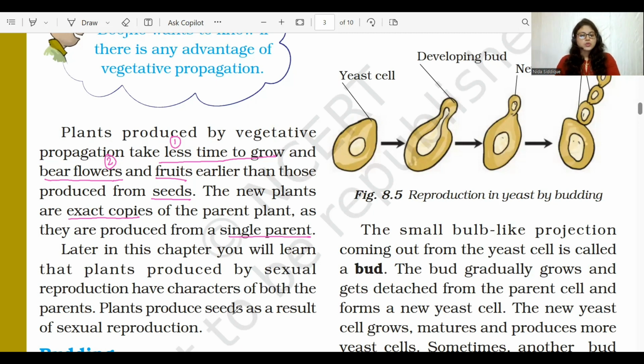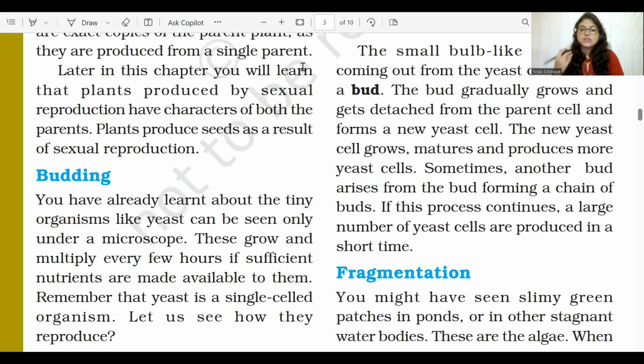So the plants produce seeds as a result of sexual reproduction. Okay, any plants that reproduce sexually are going to produce seeds. Now, let's move on to another type of asexual reproduction. The first type was vegetative propagation, where plants were reproducing with the help of their vegetative parts.